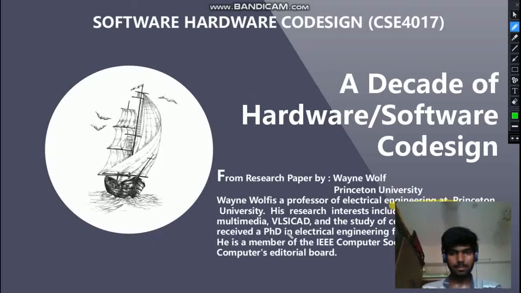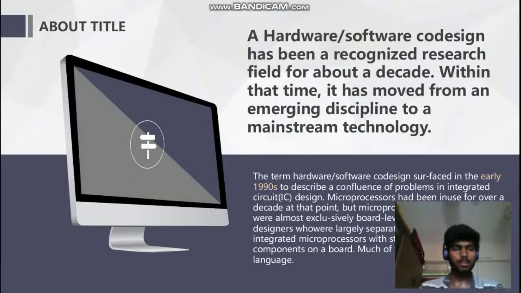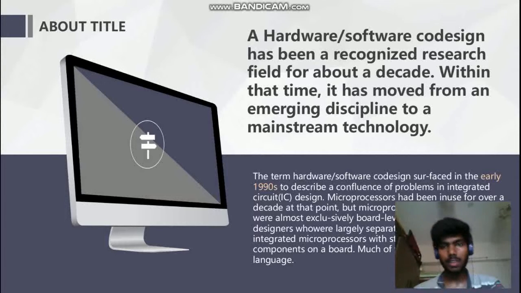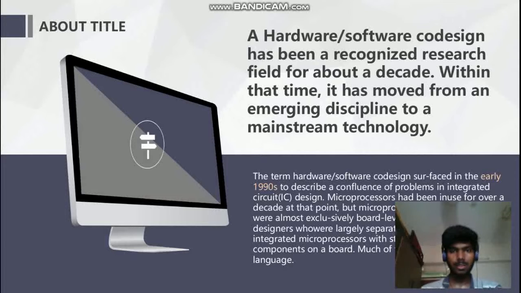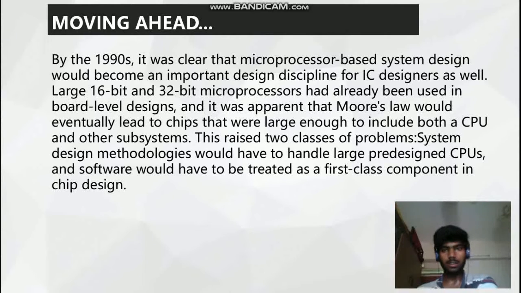So let's get started. What does the decade of hardware software co-design mean? It basically starts from the early phase of 1990s, where the basic chip of IC designs come in place. So with the increase of time, it has moved from an emerging discipline to mainstream technology, which is currently used today. So moving ahead, it started in 1990.